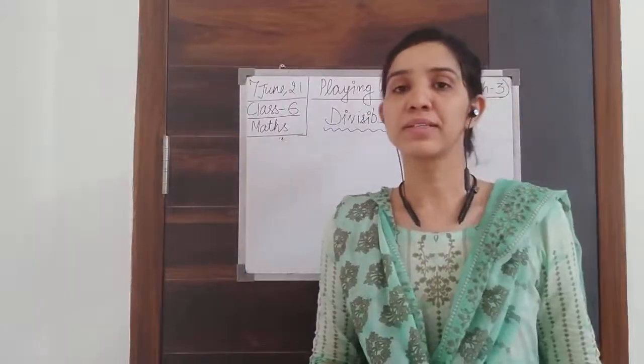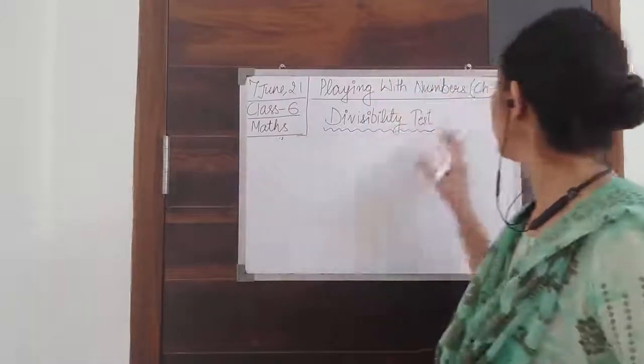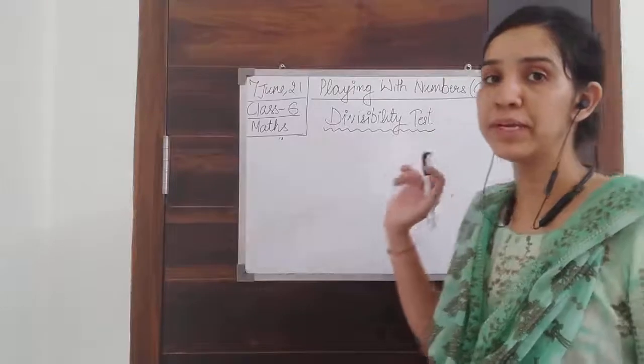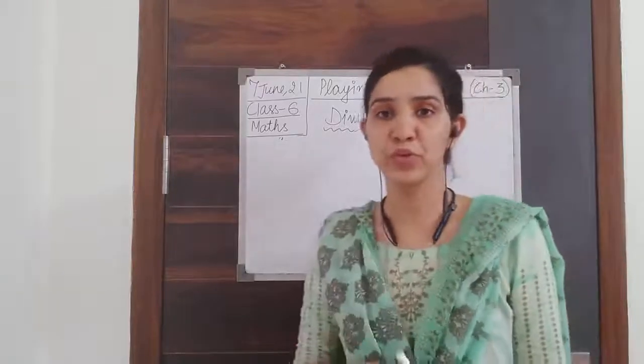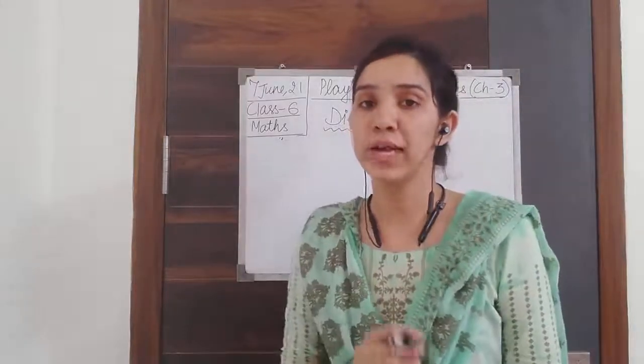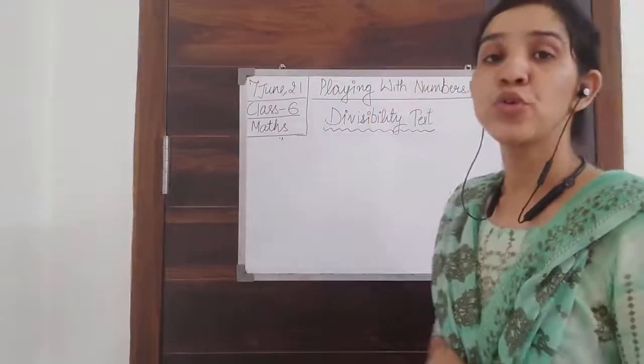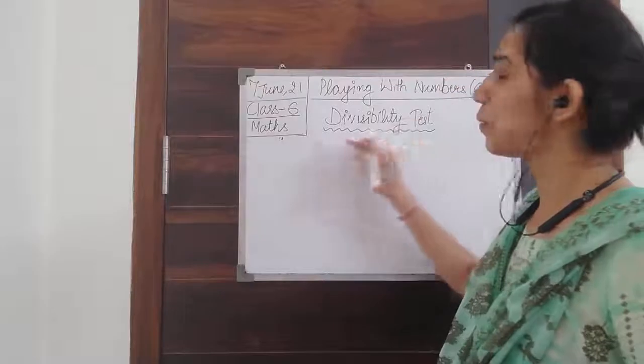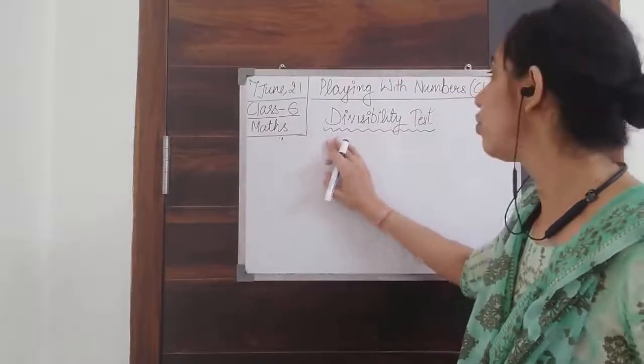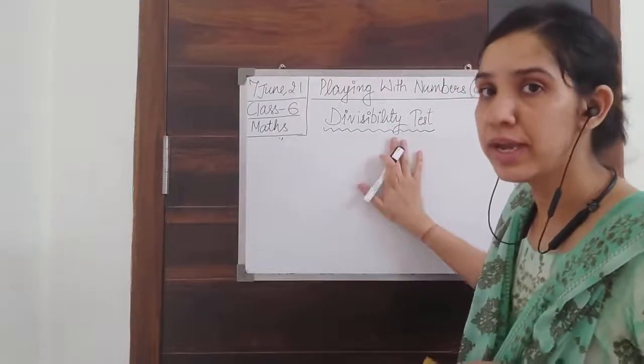In previous classes, we did chapter number 3. We completed exercises 3.1 and 3.2 in which we did factors and multiples, prime numbers and composite numbers. Today, we will be continuing the same chapter but we will be introducing a new topic that is divisibility test.